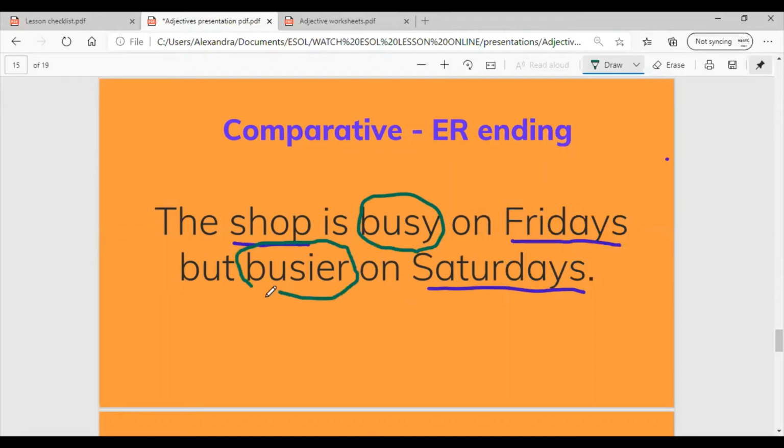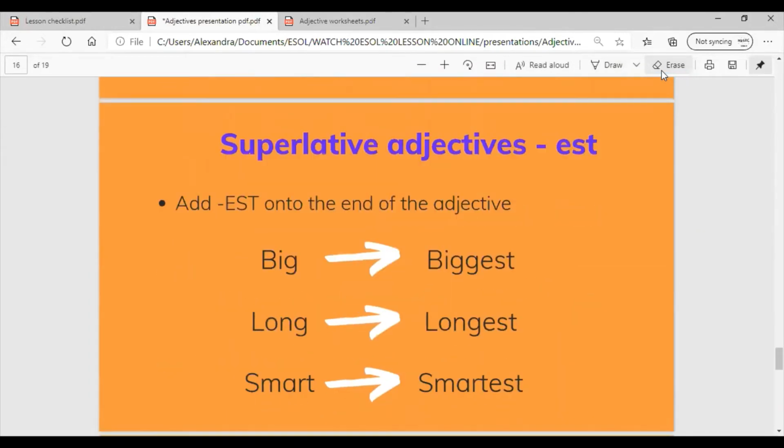But as you can see, because this is a comparative adjective, there's a difference between these two adjectives, but they're from the same root word of busy. We have this ER ending. So with this ER ending, it can mean more than. So you would say the shop is busy on Fridays, but busier on Saturdays. So the ER on the end of the adjective gives it the meaning of more than. So it's not just busy, it's more than busy, it's busier. That makes sense. But yeah, so that is a comparative adjective.